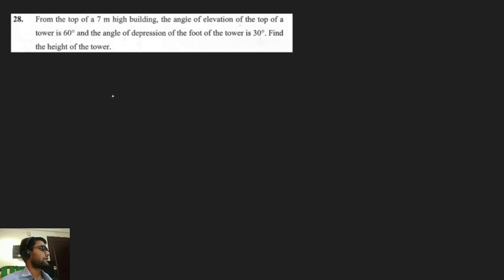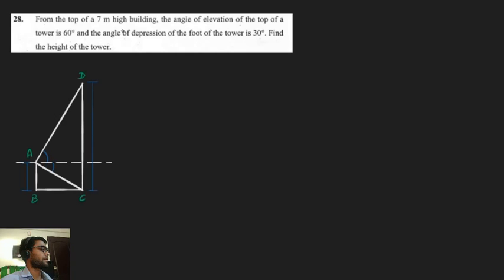Let's draw the illustration for the given question. Let us consider AB to be the height of the building and DC to be the tower. From the question, we can see that the building height is 7 meters. And as we see from point A to the top of the tower, that is point D, it measures 60 degrees to the horizontal. And when seen from point A to point C, that is the foot of the tower, it measures 30 degrees with the horizontal. We have to find the height of the tower, which is DC.